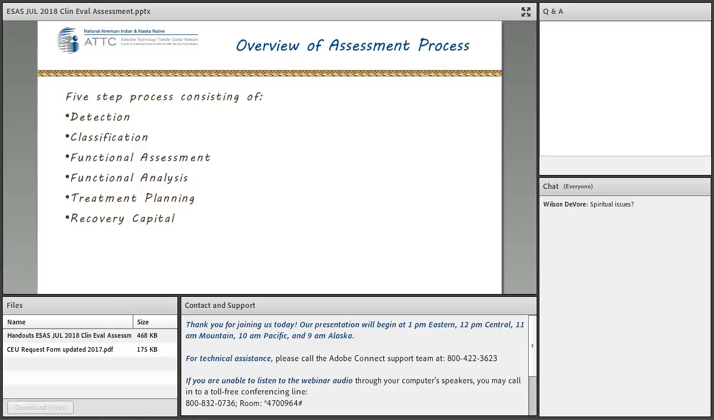Okay, so looking at the overview of the assessment process: detection, of course, and then detecting what they're using, the classifications, functional assessment, functional analysis, treatment planning, and recovery capital. Classification is the action or process of classifying something according to shared qualities or characteristics. So classifying, grouping, ranking. While you are doing this for a treatment plan, you want to look at the things that seem to be classified or ranked very high. Begin to look at those things first, because those are the things that the client really needs to look at right away. So many of these things may be put in the treatment plan.